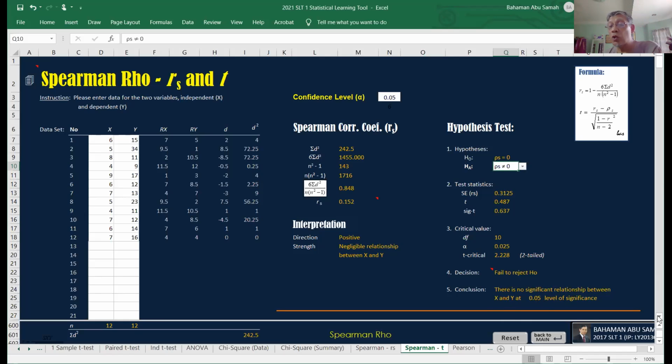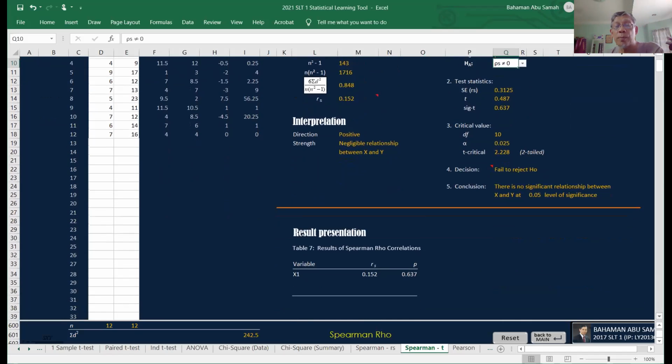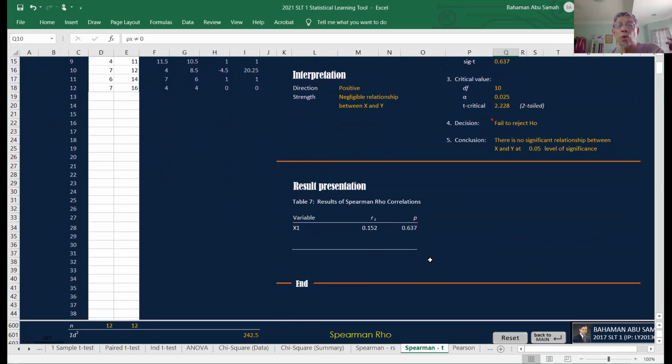Right? And then how to present this in your thesis or in your project paper? We can just present like what we have presented earlier, the variable, Rs, and the p-value. Okay, that is basically what we need to explain for your Spearman rho correlation.